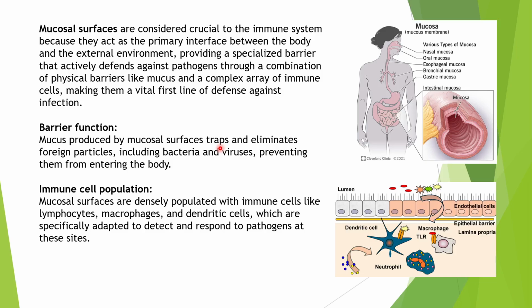Then the immune cell population in your mucosal surfaces. Mucosal surfaces are densely populated with immune cells like lymphocytes, macrophages, and dendritic cells. So there are different types of immune cells: your lymphocytes, macrophages, dendritic cells, neutrophils, NK cells, mast cells, etc., which we might have discussed in the first week. Out of these, most importantly, lymphocytes, macrophages, and dendritic cells are present in most of your mucosal surfaces. These are specifically adapted to detect and respond to the pathogens at these sites.